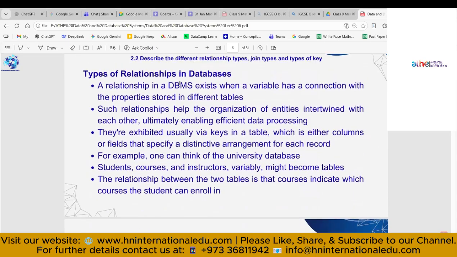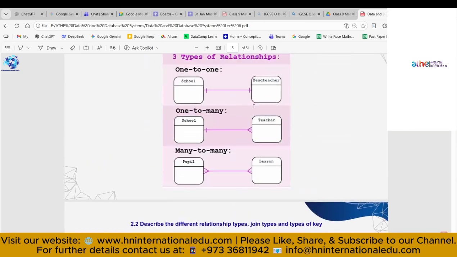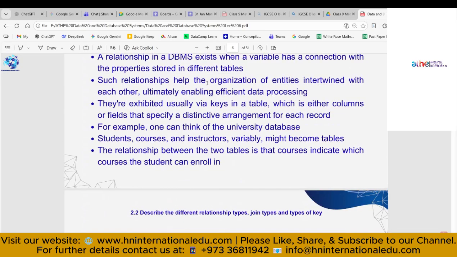Now, what is a relationship? A relationship in a DBMS exists when a variable has a connection with the property stored in different variables, different tables. For example, in this one-to-one relation, we have the school table and then we have the head teacher table. In the school table, the attributes could be school name, school address, school number, etc. And for head teacher, we can have ID, name, address, and qualification, for example. Such relationships help the organization of entities intertwined with each other, ultimately enabling efficient data processing.